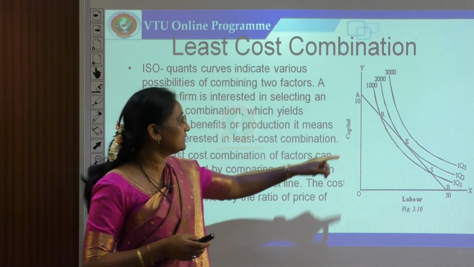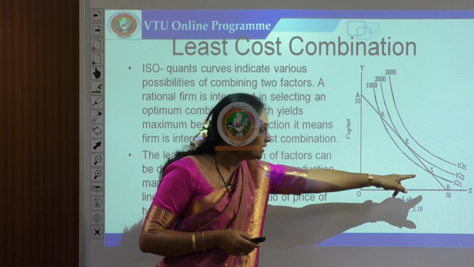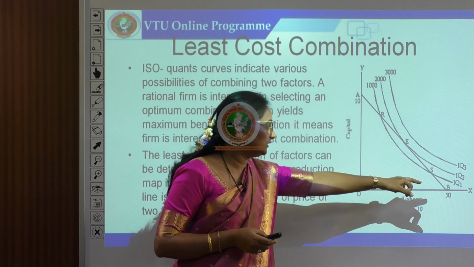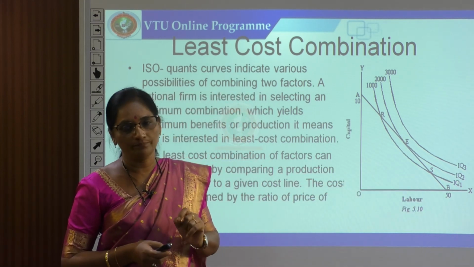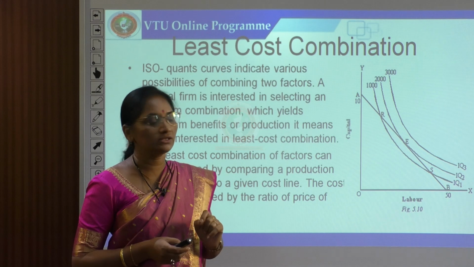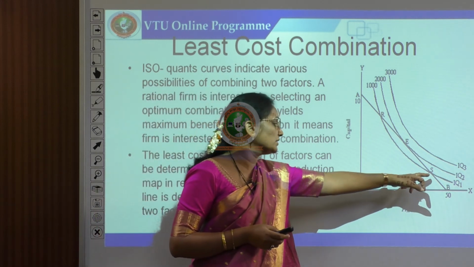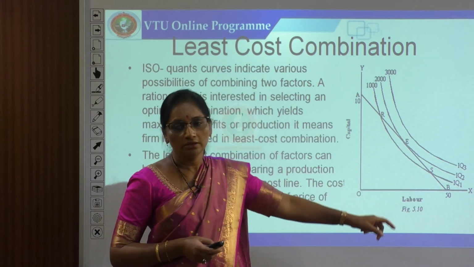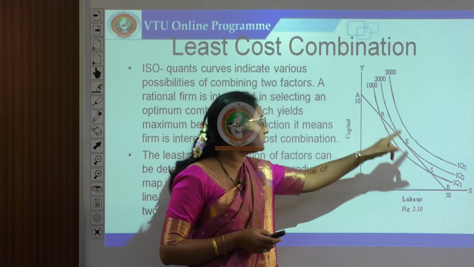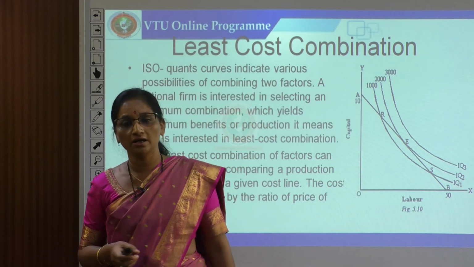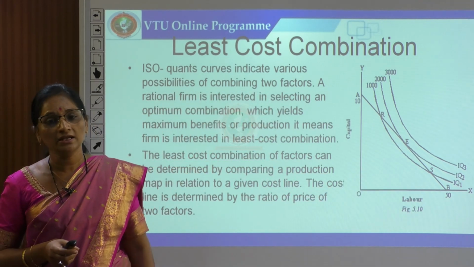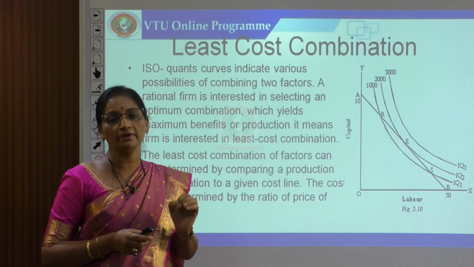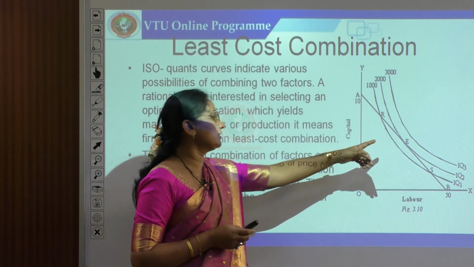Why? Because the R point is tangent with the IQ1 isoquant, meaning the production level is on isoquant 1. Production is on isoquant 1, and the S combination is also tangent, the budget line is tangent with isoquant curve 1. So they will not go with the R combination and S combination. Why? Because these are within the budget line, but these are tangent to IQ1, meaning output level 1. They will go with the E combination.